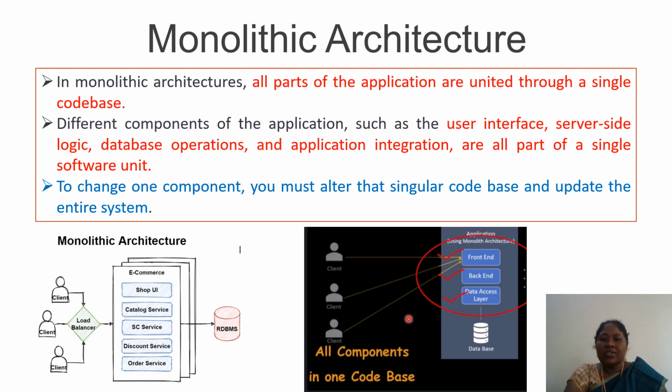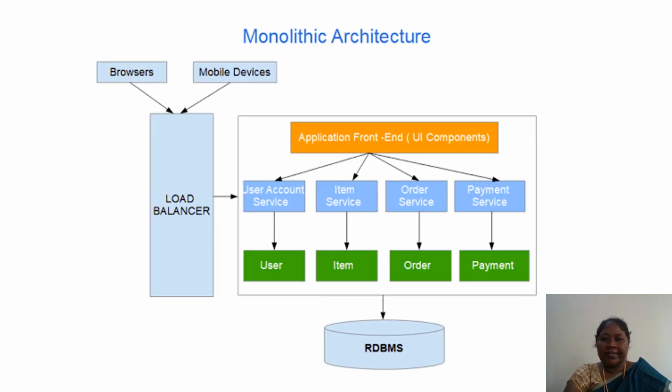So in monolithic architecture, there are no separate services, and the services are also dependent, and there are no multiple pathways, and there is no asynchronous way of raising multiple requests at the same time. So all parts of the application are united through a single code base and user interface. We have the user interface, server-side logic, and database application integration. Everything will be in a single unit. So if you want to change one component, you must alter all. So that is the problem with monolithic architecture here.